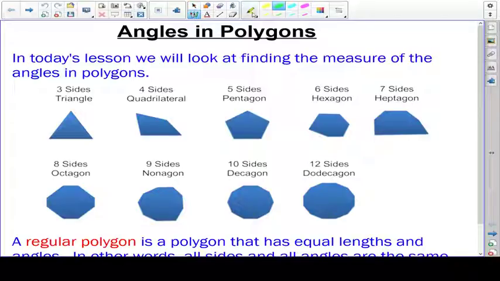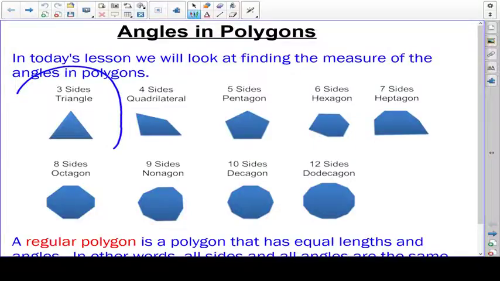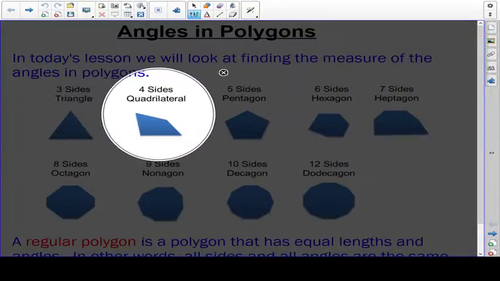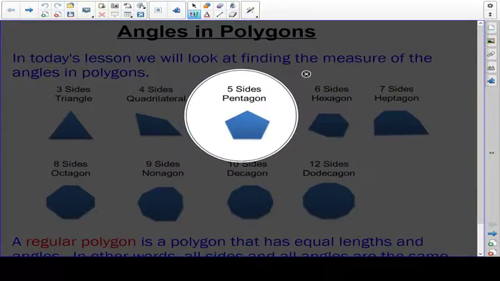Let me grab my magic pen and let me do a little bit of a focus thing. If we're looking at a three-sided polygon, we're talking about the mighty triangle. There's many different types, but a general four-sided polygon is named the quadrilateral. If a polygon has 5 sides, we call it a pentagon.